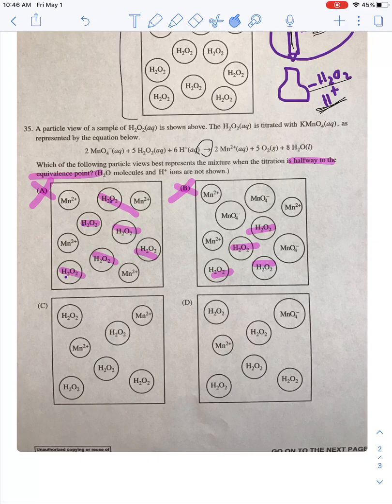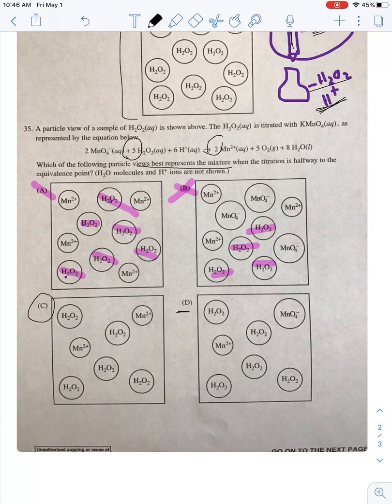So C, we have 5 hydrogen peroxides, and D, we also have 5 hydrogen peroxides. The question is, which one best represents the mixture? If you just look at the stoichiometry in the balanced equation right here, you have 5 hydrogen peroxides. When you have 5 hydrogen peroxides, you have 2 Mn plus 2s. So the reason the answer is C is because of that.